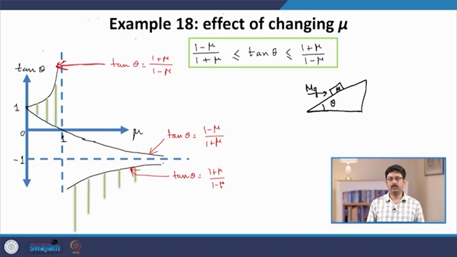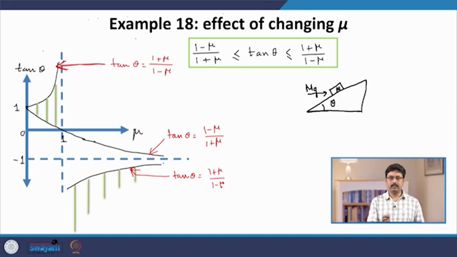Only for theta equal to 45 degrees will the block be at rest, because for any other value of theta the forces will not balance in the absence of friction, and hence the block will start to move up or down. That is the first thing, and I am sure that you may not have thought about that. It is not very clear when you are not looking at this kind of picture.